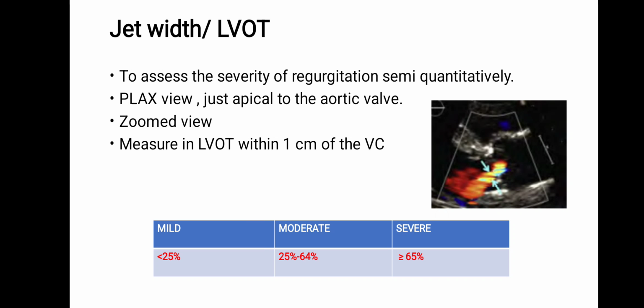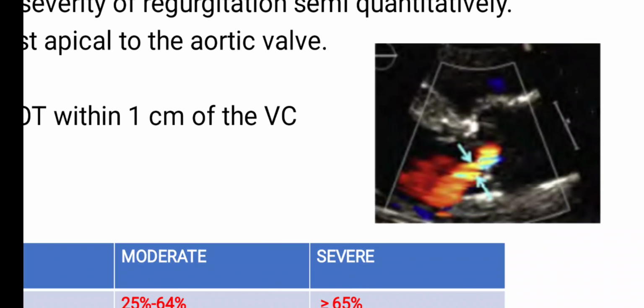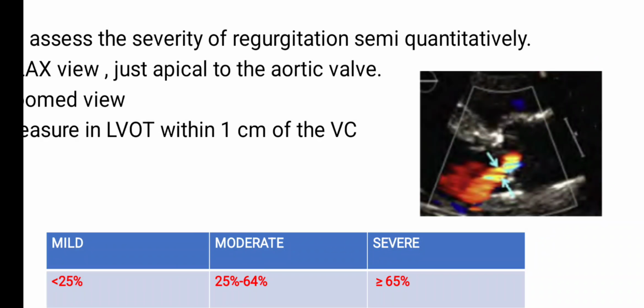Then jet width by LVOT, how to measure? To assess the severity of the regurgitation semi-quantitatively, the Plax view is the best view, just apical to the aortic valve. Zoom the view, and measure in the LVOT within 1 centimeter of the vena contracta. The green arrow is the vena contracta, just proximal, between the LVOT and the valve annulus.